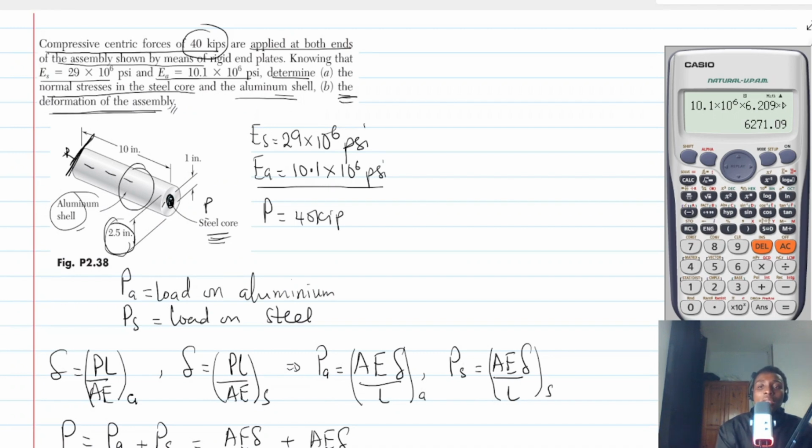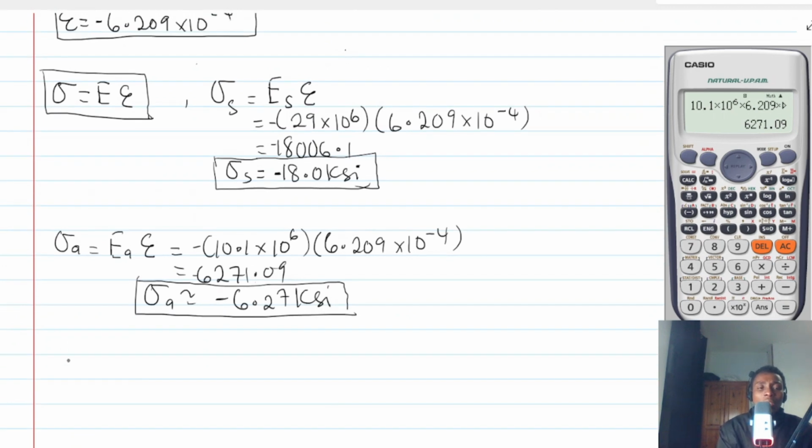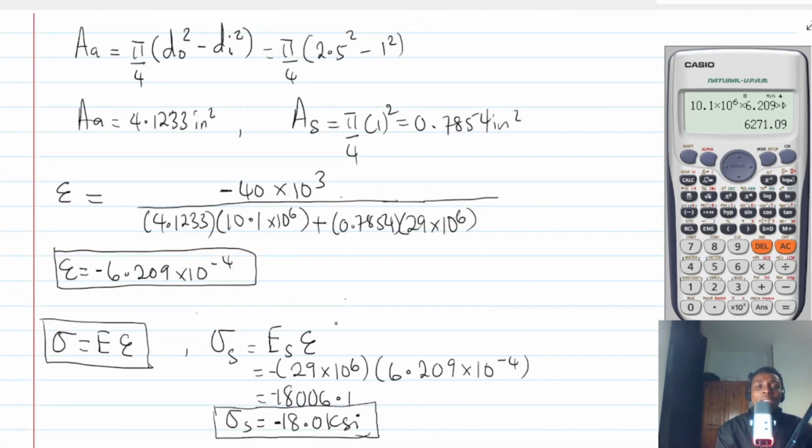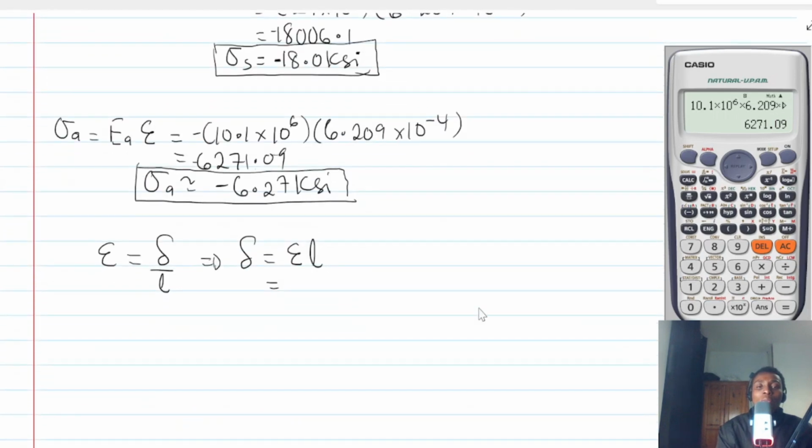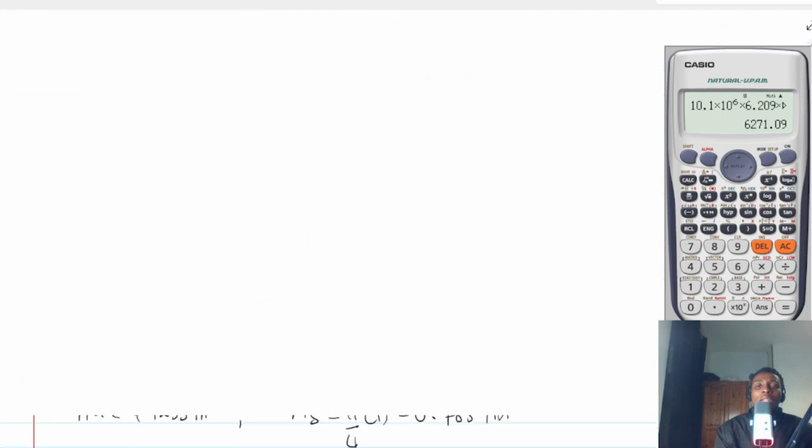Now the last part of the question says we should calculate the deformation of the assembly. So the deformation delta is the same as the strain over, oh no, the strain is the change in length or the elongation divided by L. Now deformation will be strain multiplied by length, but we know the strain, which is minus 6.209 times 10 to the power minus 4, all multiplied by the length, which is 10, because the length was 10 inch.